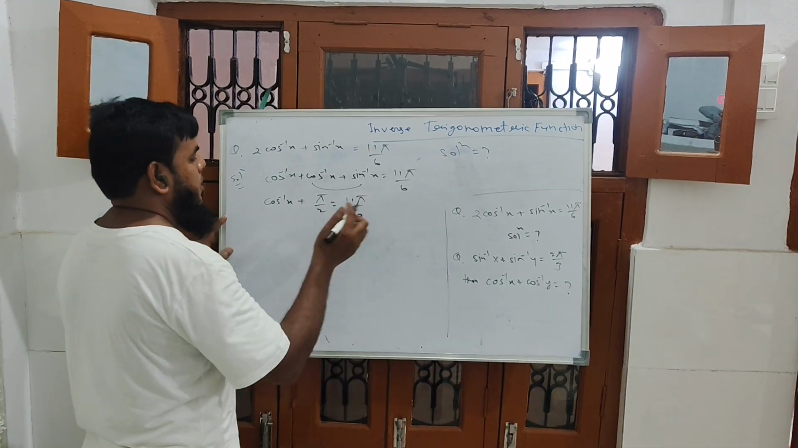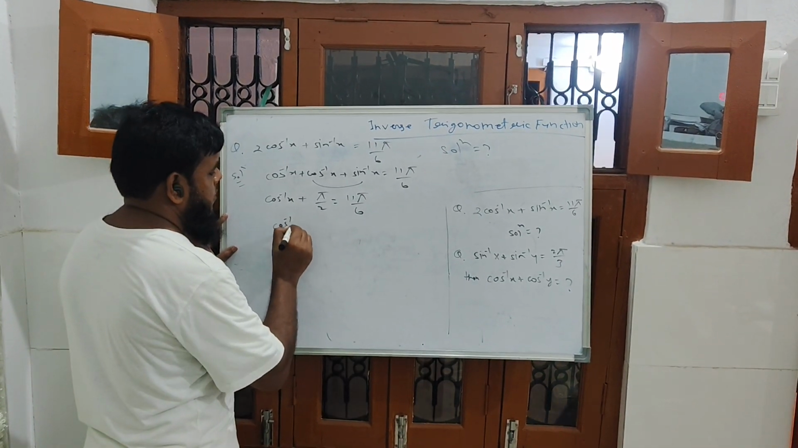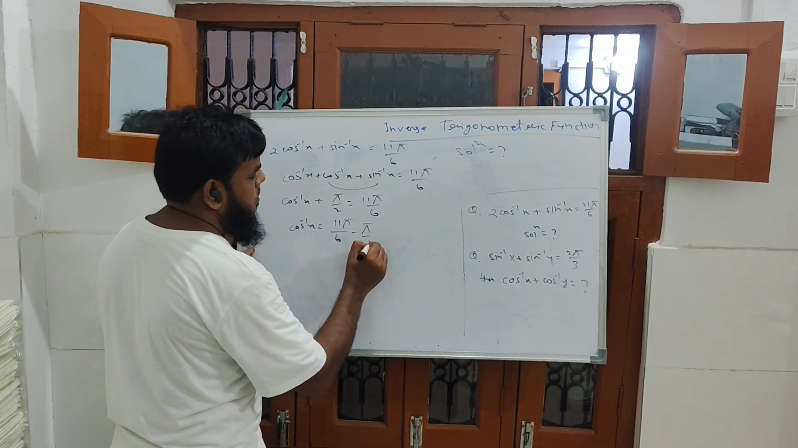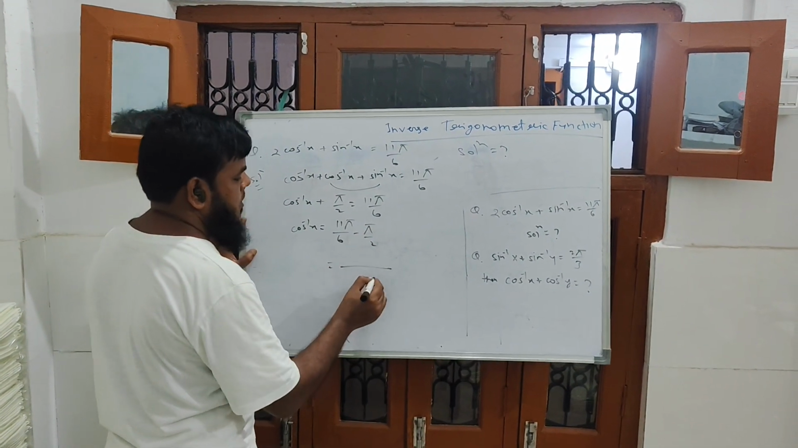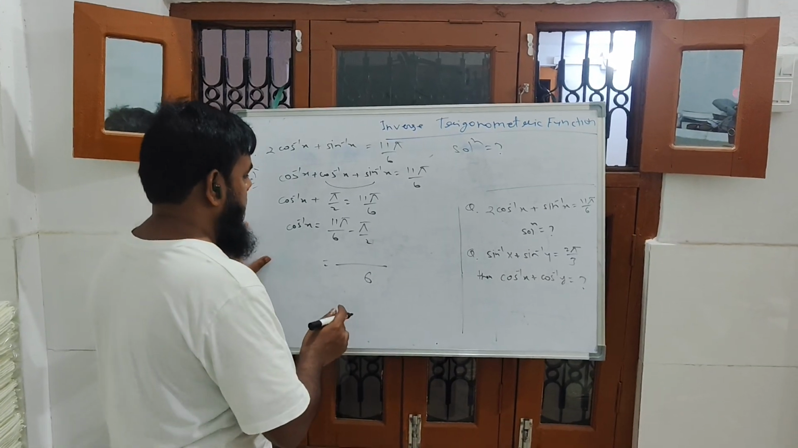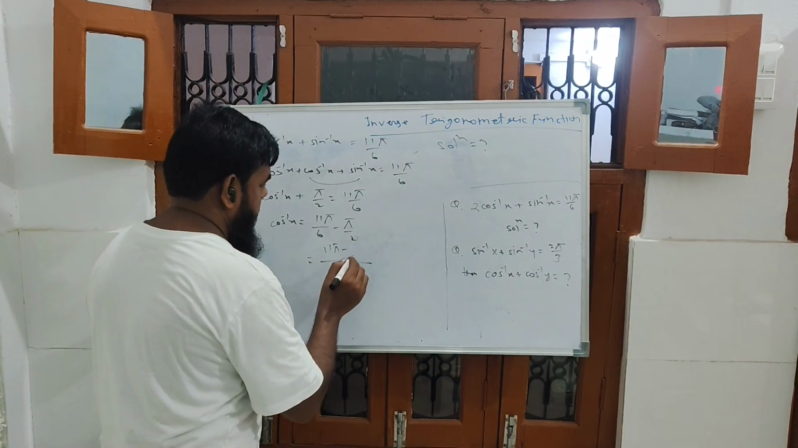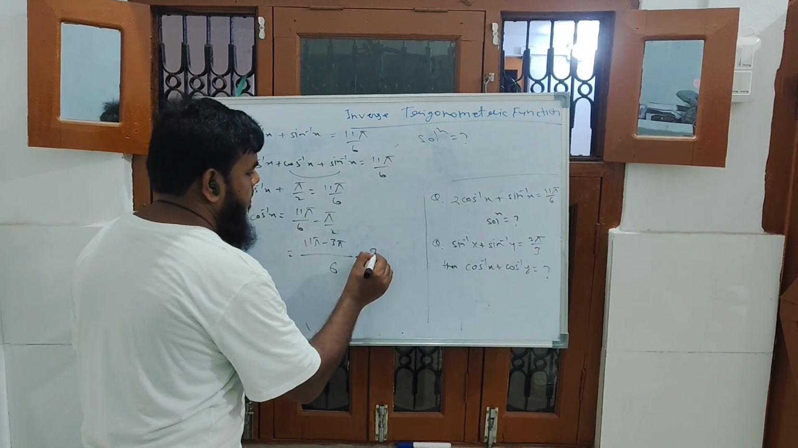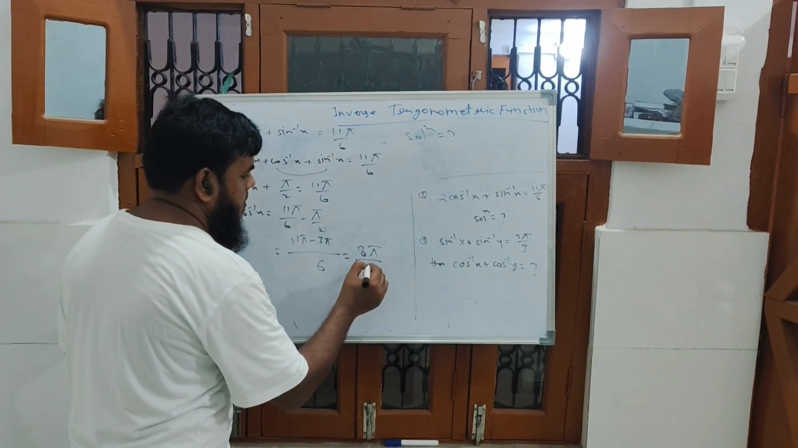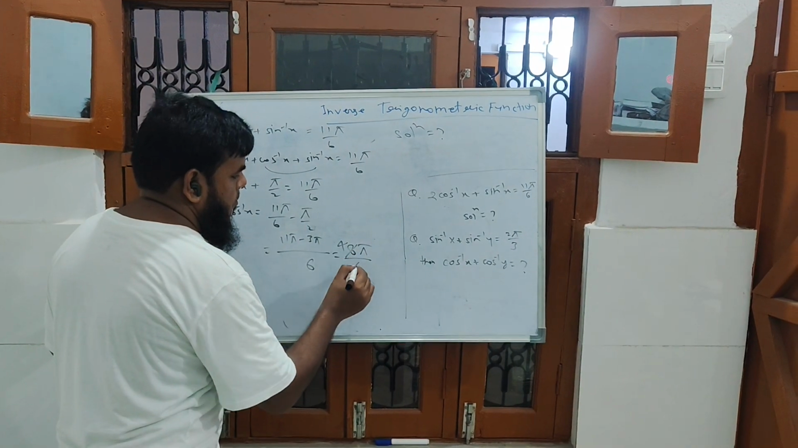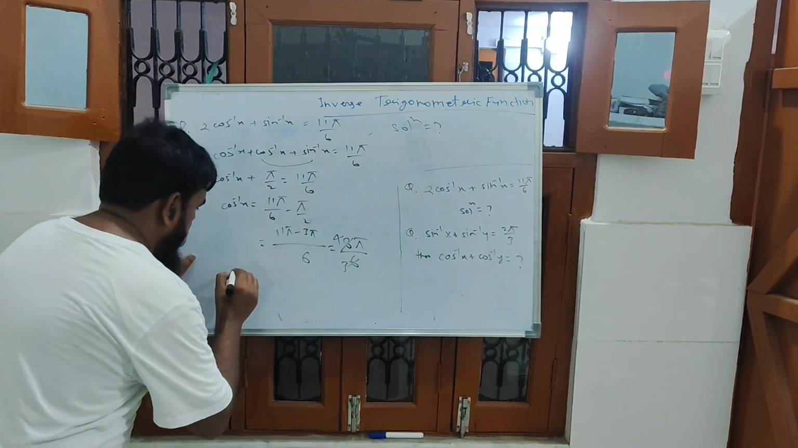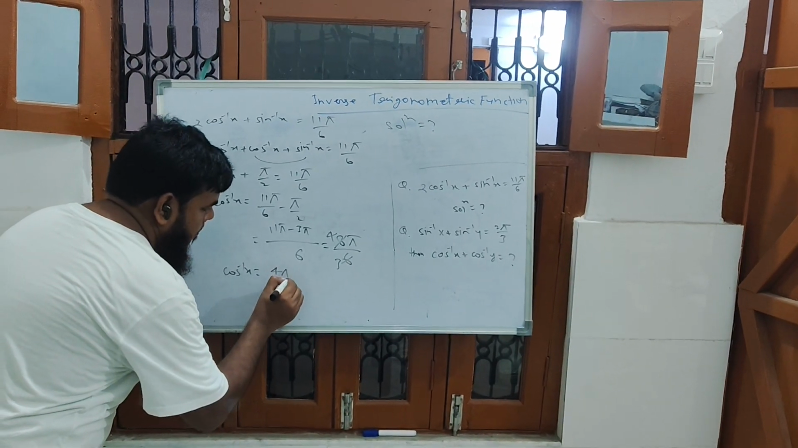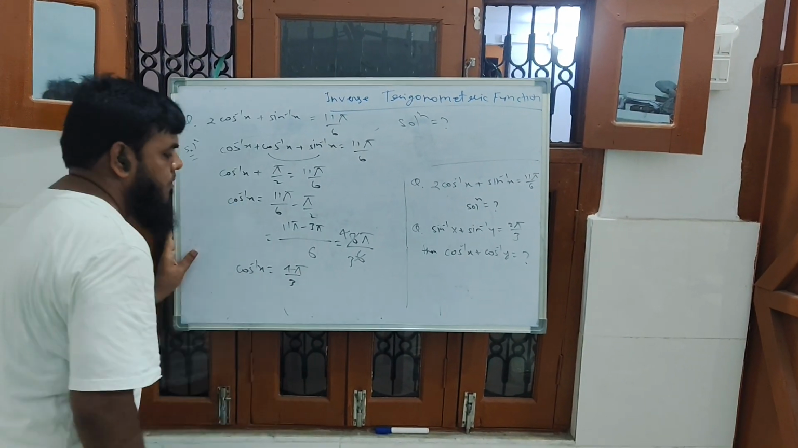Transfer the determinant to the right hand side. cos inverse x equals 11 pi by 6 minus pi by 2. Take the LCM 6: 11 pi minus 3 pi is 8 pi over 6, which is 4 pi by 3. So cos inverse x equals 4 pi upon 3.